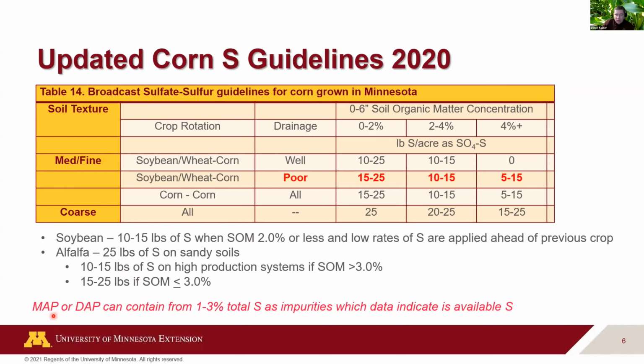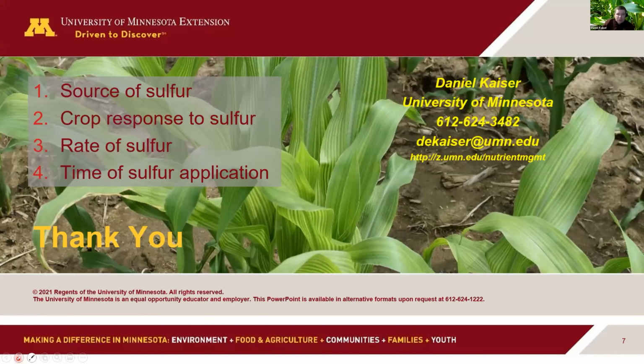And really, the last thing to remember, with MAP and DAP, they contain between 1 to 3% of sulfur as impurities. So when you start looking at your total application rates, you're probably getting a few pounds with your P sources. So in terms of really pushing those rates to the high side, I really haven't seen that we need to go much more than 20, 25 pounds at max in many of our studies, just because of some of this. So with that, just remember, source of sulfur is probably the main consideration I'd be looking at when making your purchases. Crop response is important, rate, and then also timing. So that's all I have. I'll take some questions here. I'll be back on at 9 for the Q&A session.